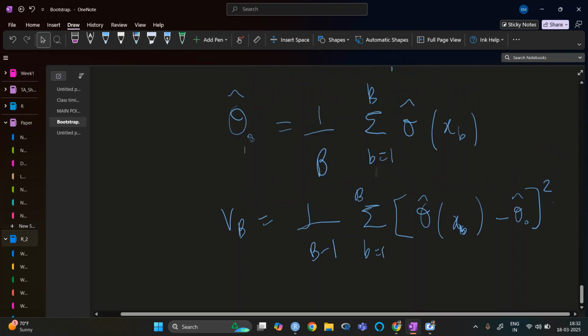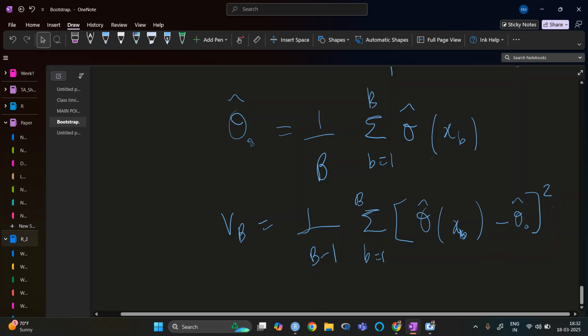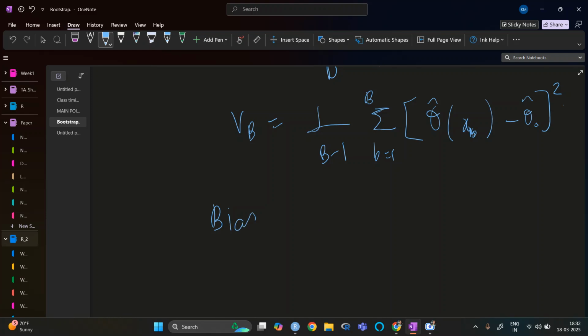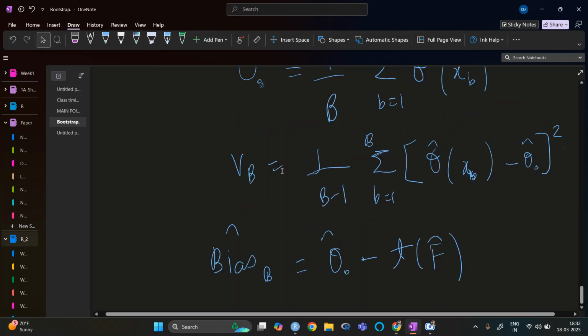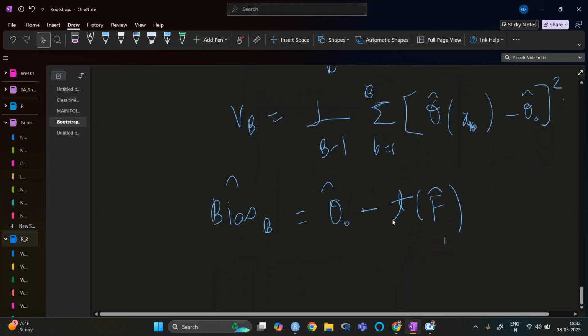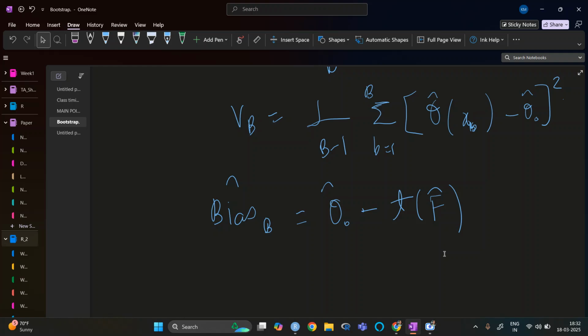Okay, so this is the mean, this is the variance, this is the standard deviation, and this is the bias of B, which is theta bar minus T of F cap. Once we do it in our software, it gives us all of it. It gives us the original value, the standard error, and the bias. These are the outputs the bootstrap methodology in the R software gives us.